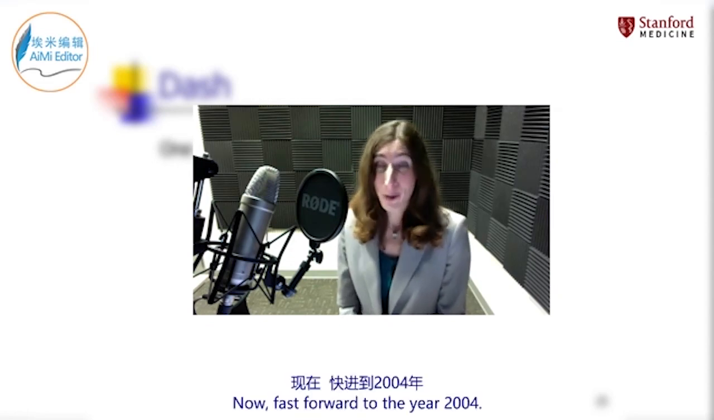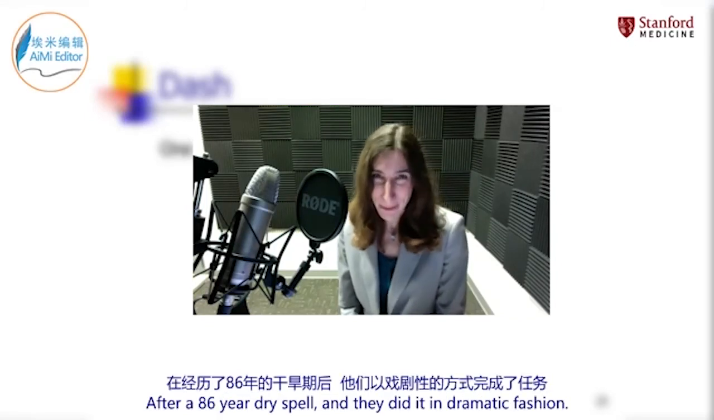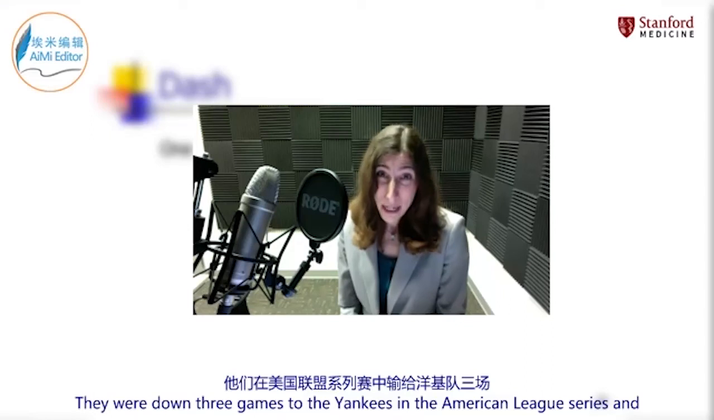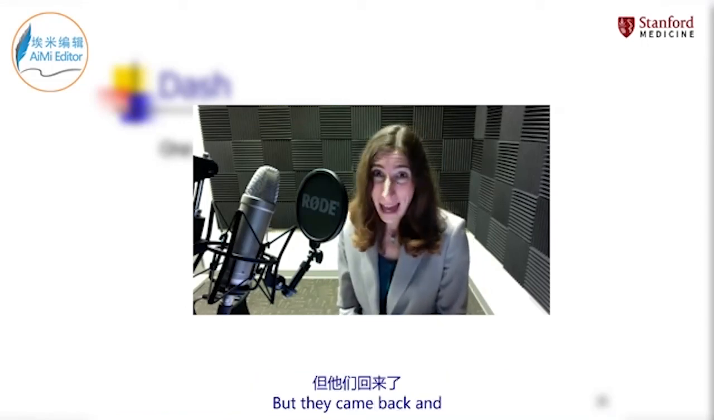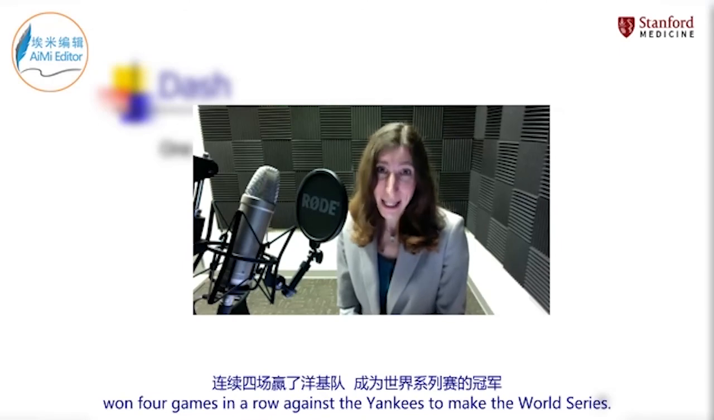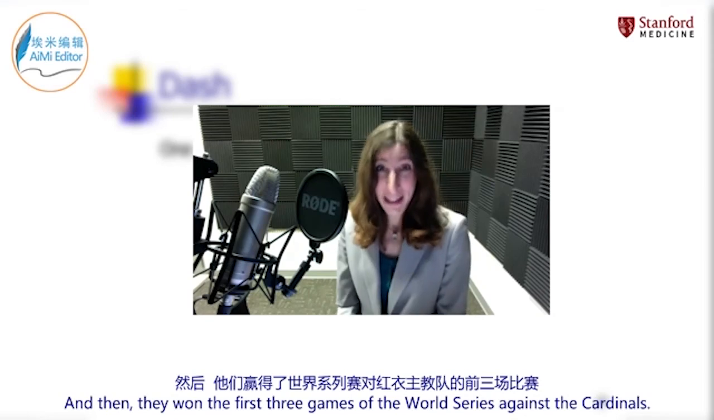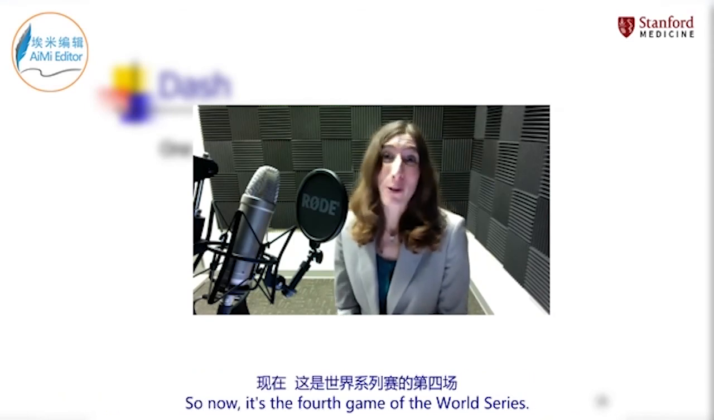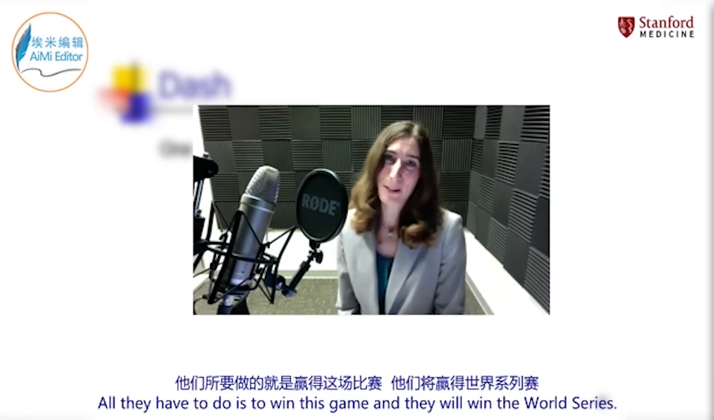Now, fast forward to the year 2004. In 2004, the Red Sox finally did win the World Series after an 86-year dry spell, and they did it in dramatic fashion. They were down 3 games to the Yankees in the American League Series, and you have to win the American League Series to make it to the World Series. But they came back and won 4 games in a row against the Yankees to make the World Series. And then they won the first 3 games of the World Series against the Cardinals. So now it's the 4th game of the World Series. All they have to do is to win this game, and they will win the World Series.